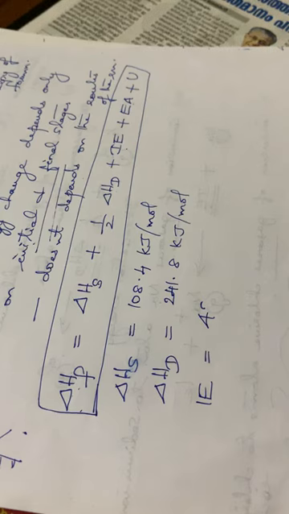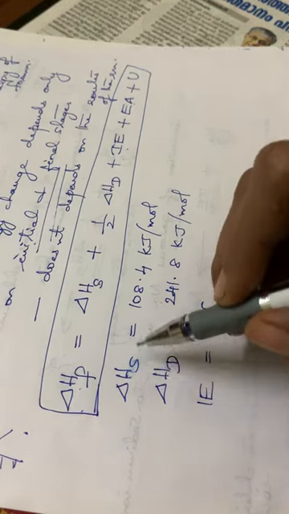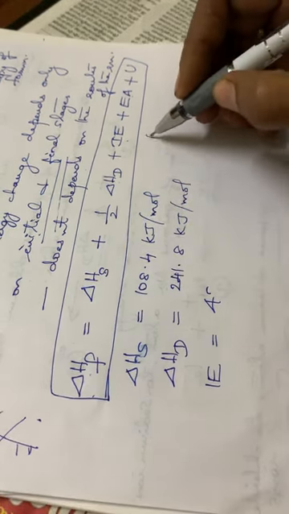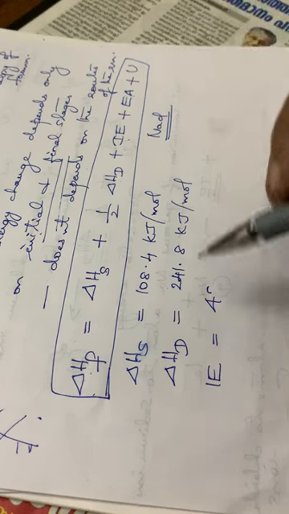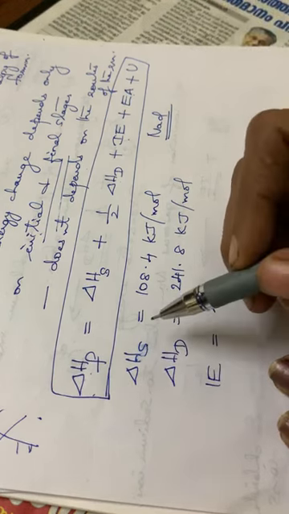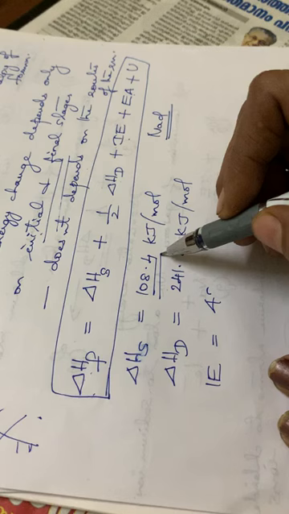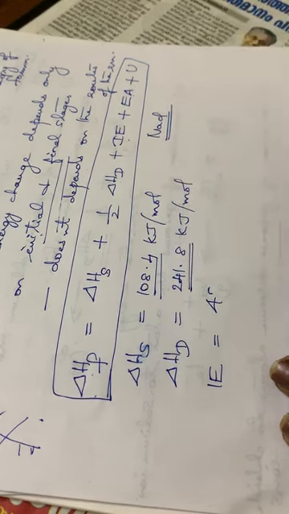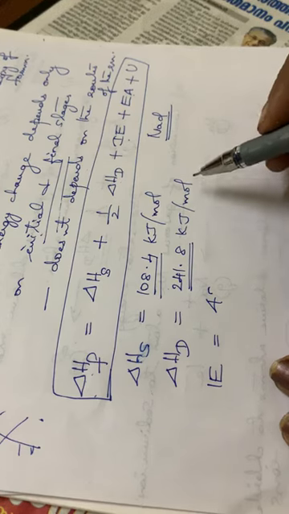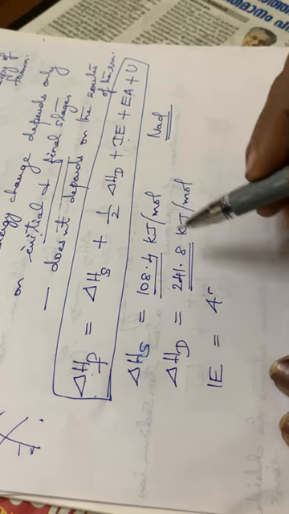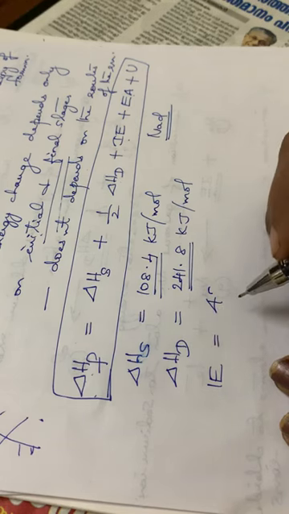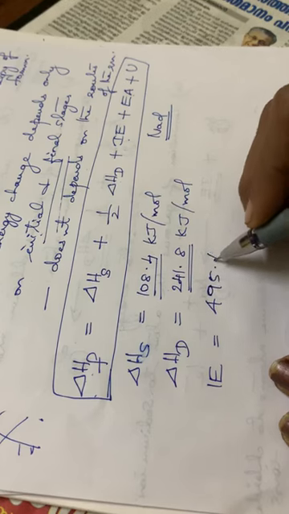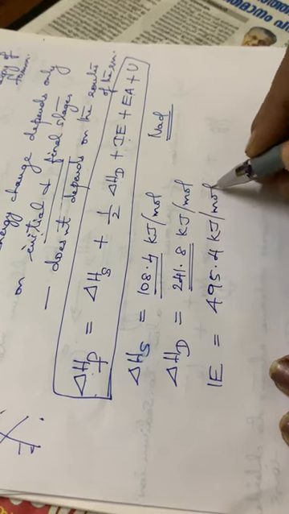Here you have got some values for the sodium chloride crystal formation. The enthalpy of sublimation in the first step, delta HS, is 108.4. Then delta HD, the dissociation energy for the chlorine molecule, is 241.8 kilojoule per mole. Here you have to take half of this value. And the ionization enthalpy of sodium is 495.4 kilojoule per mole.